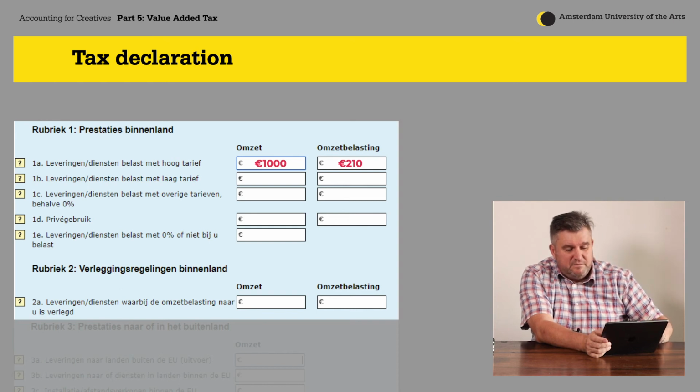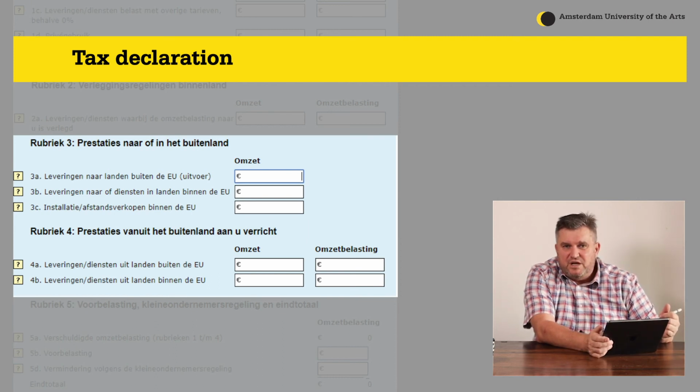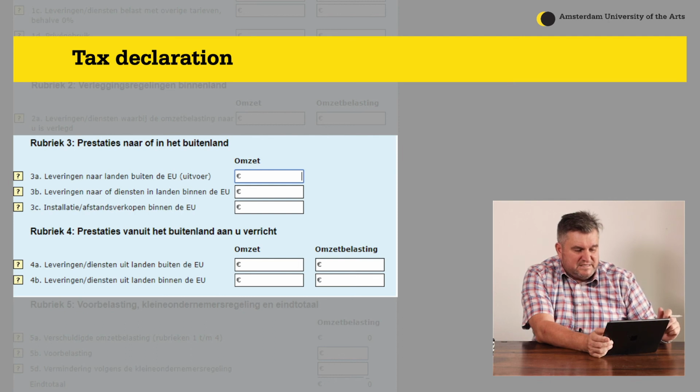The next screenshot is also things that we really do not use. This is more like when you do business with foreign countries, either inside the European Union or outside. If you have this case, you really have to get into this also and find out where you have to put your revenue there.